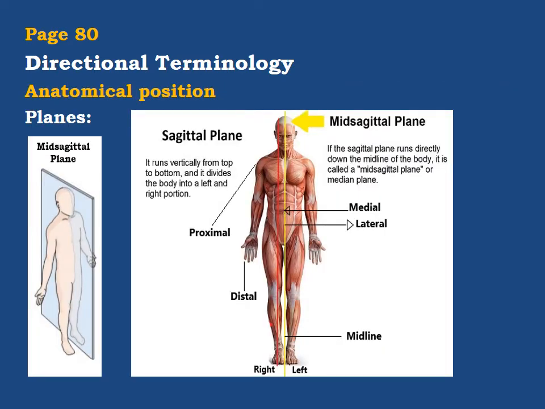Now, we need to learn some terms, as we said, called directional terminology. These words or terms are called directional terminology to describe the directions, the positions of the different organs in the body. Now, again, we have to refer to the book and to the slide at the same time.